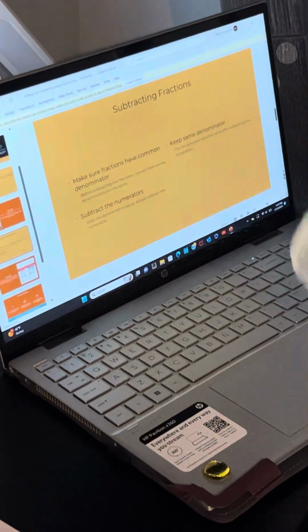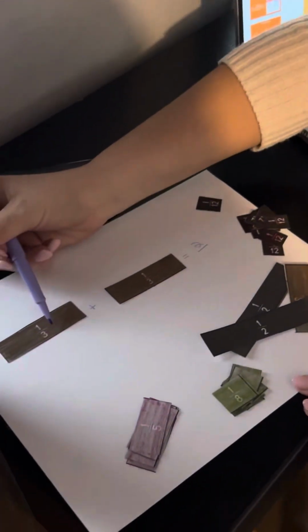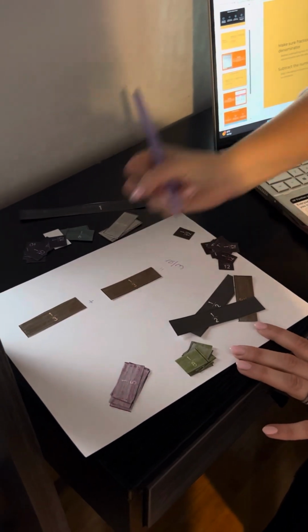If we look back, step 2 is keep the same denominator, right? So the denominator never changes. It's always gonna be what the bottom number is. So that's our answer, 2/3.